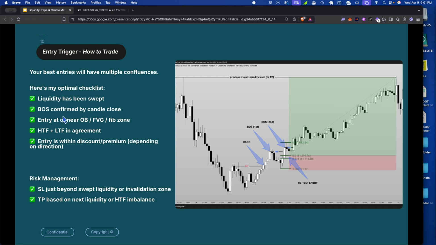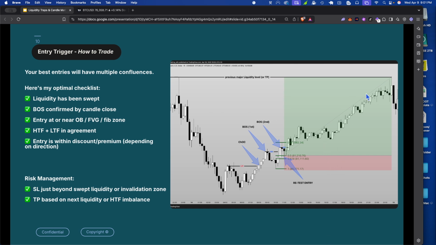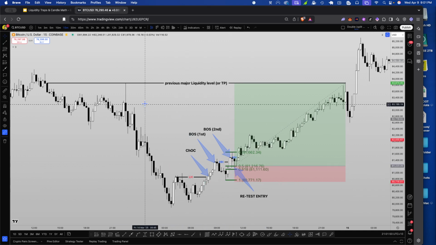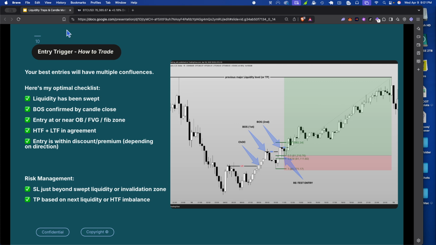I also want to see a high time frame and a low time frame in agreement. We talked about it. And I also want to see that the entry is within a discount or a premium, depending on the direction. So discount if I'm going obviously on a bull position, and I want to see it at a premium, meaning high, if I'm looking for a short position. In this case, obviously it was a nice discount because you can see it was still quite low structurally.